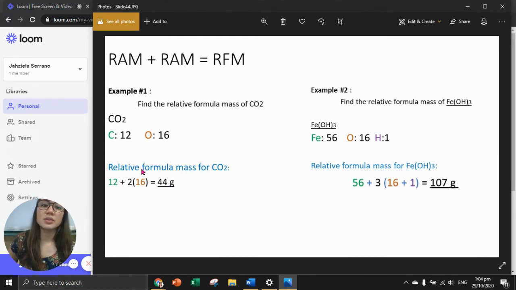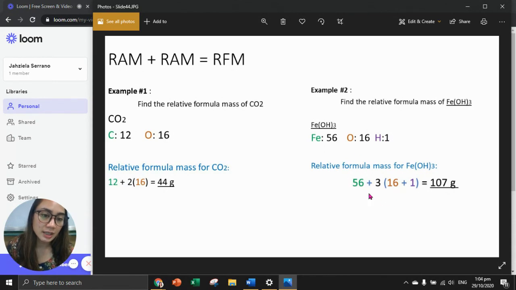Okay? So on your next example, relative formula mass of iron, FeOH, and then meron tayong subscript na 3. So dito, again, first step nyo, you break down ano yung nakikita nyong elements. We have iron, Fe. So hanapin nyo yung atomic mass niya, which is 56. And then we have oxygen, yung O, which is 16. And then hydrogen is 1.